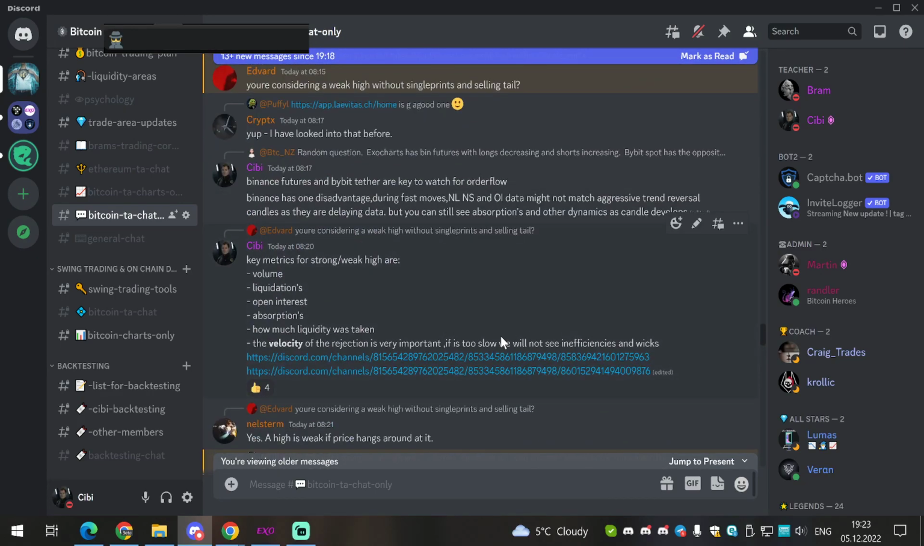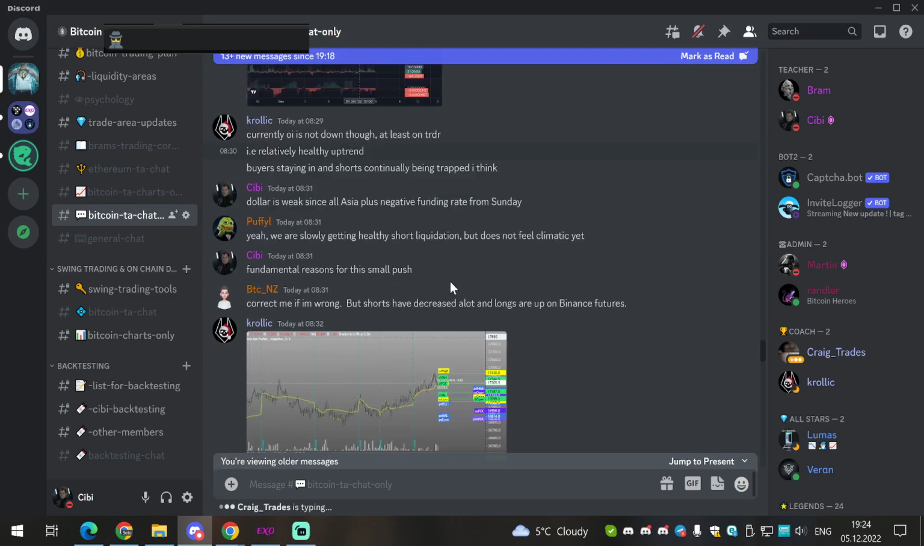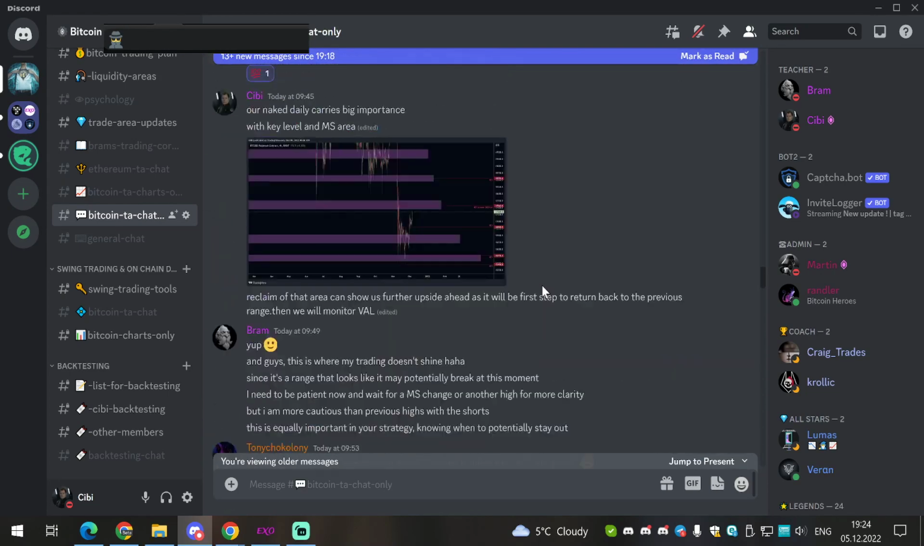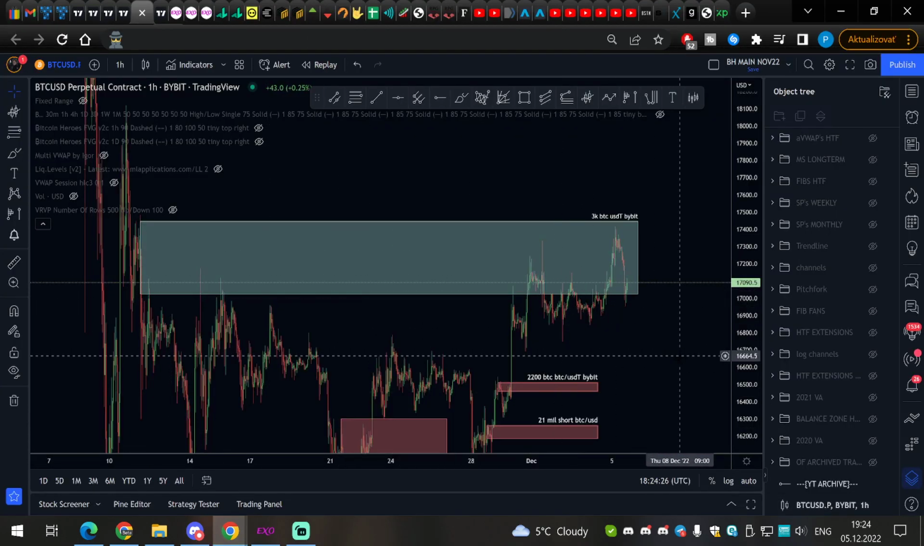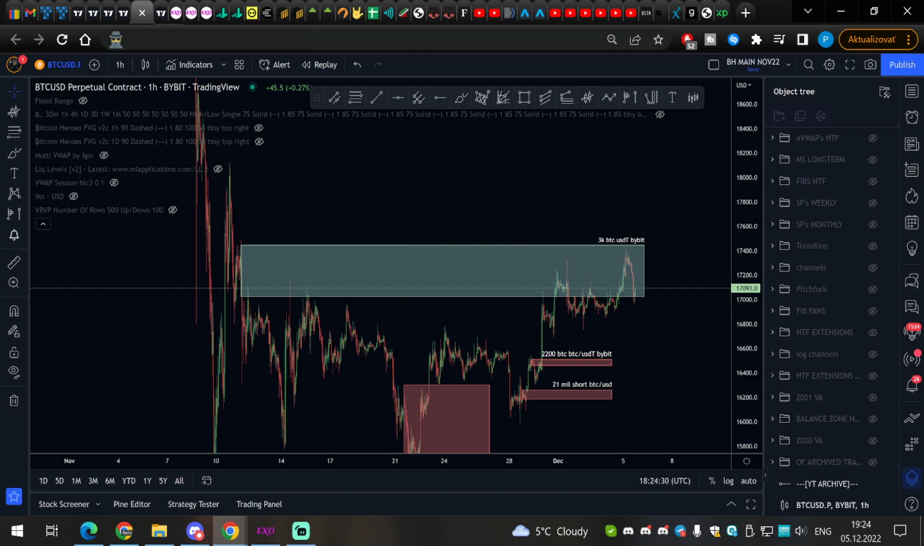Yes. Yeah, here was someone asking what are key metrics for strong weak high, and you can see here volume, liquidations, open interest, absorptions, how much liquidity was taken, and the velocity. If you are not a member of the group, you see how deep answers we are doing. Let's go further. Okay, maybe yes, that was also important.